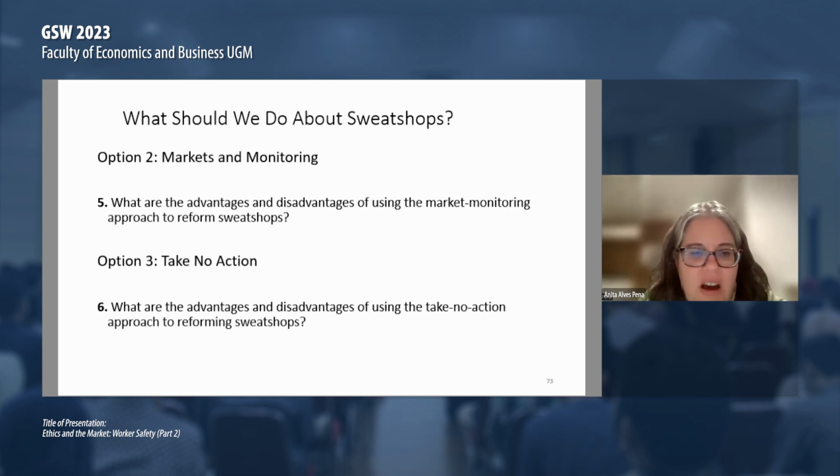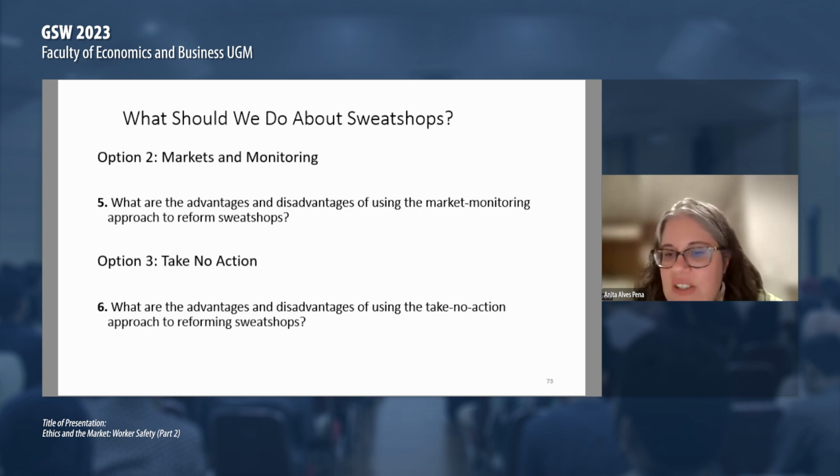In terms of the second option, thinking about different types of markets and monitoring, we could think about a market monitoring approach and what the advantages and disadvantages are of this solution. From an advantage perspective, businesses listen to consumers. If people insist on improved labor conditions before they buy a product, then companies would quickly adapt. And this approach is non-coercive; it would rely instead on businesses' own profit motive for its implementation.